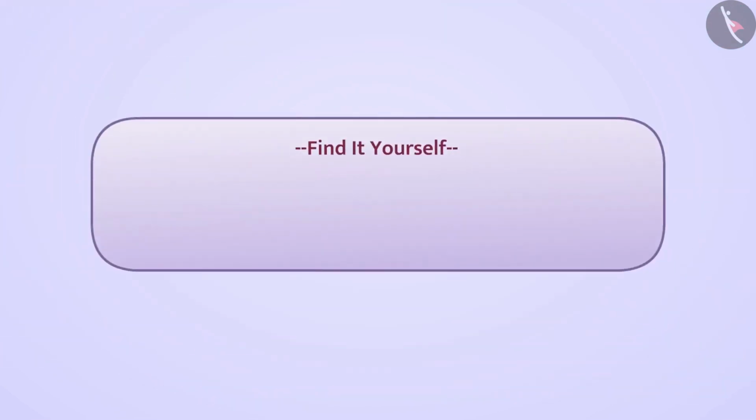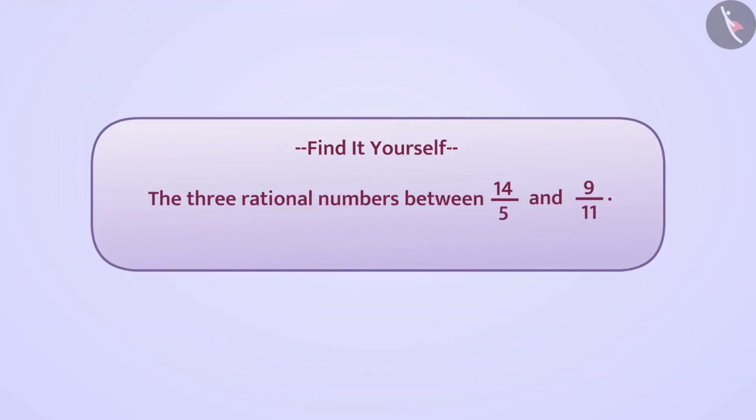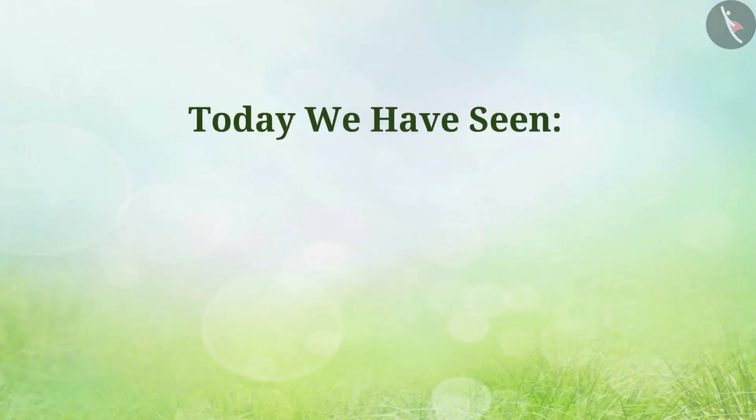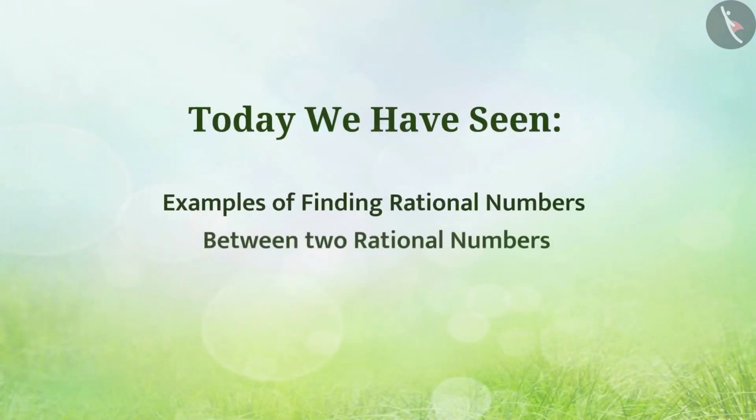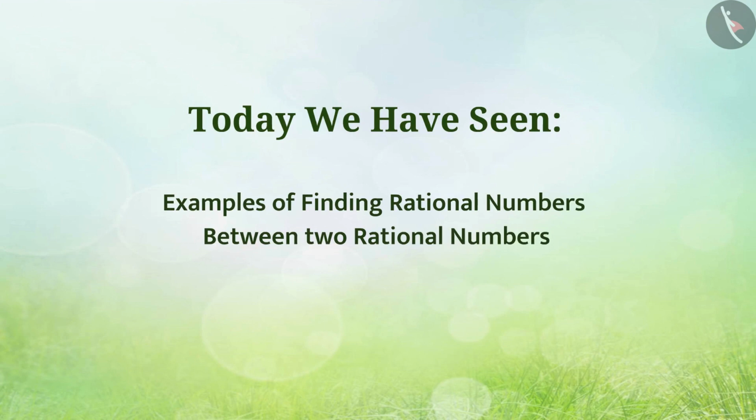Now, find for yourself 3 rational numbers between 14 by 5 and 9 by 11. So today we have seen examples of finding rational numbers between two rational numbers.